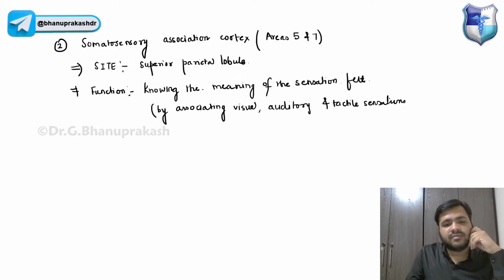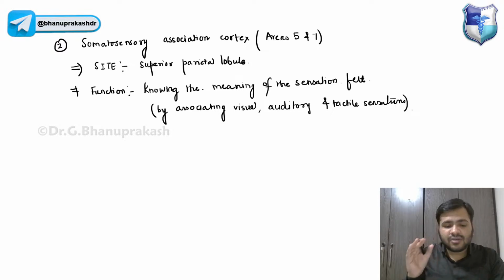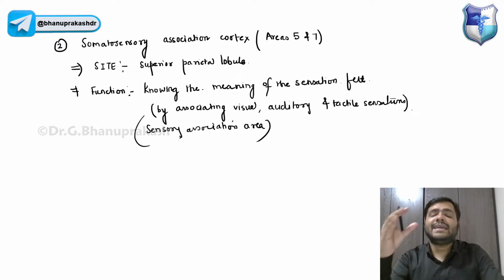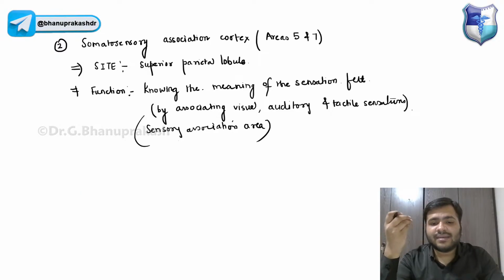Now, guys, the function over here, in short, it is not the primary sensory area or cortex; sorry, it is the sensory association area. Now, what is so important over here? Guys, I can see an object. If any object is coming to me, I can see that object.